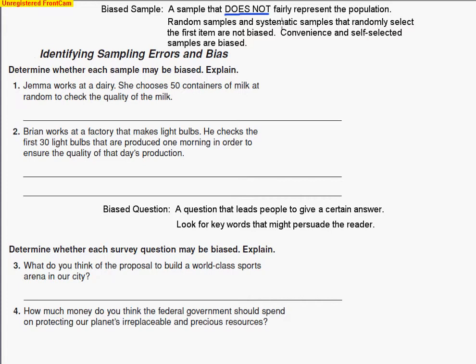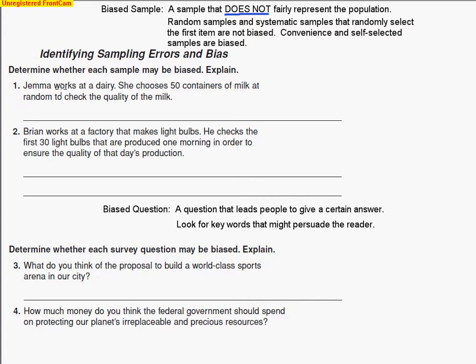So we talked about in the last lesson, 7-7, the different types of samples: the random, systematic, convenience, and self-selected. So what we're looking for are any things that are biased, and those are going to be ones that are either convenience or self-selected samples. When we see the word random sample, we know it's a good sample. So let's take a look at the first one here. Gemma works at a dairy.